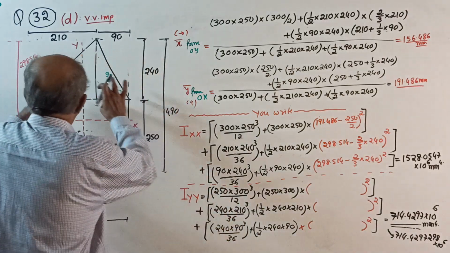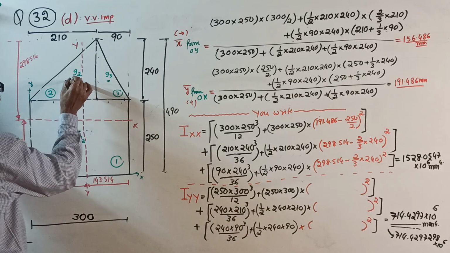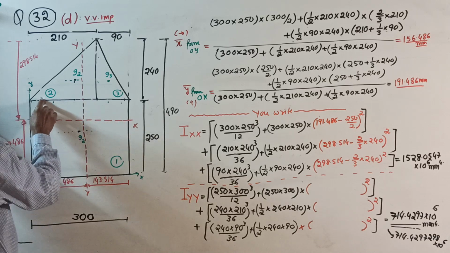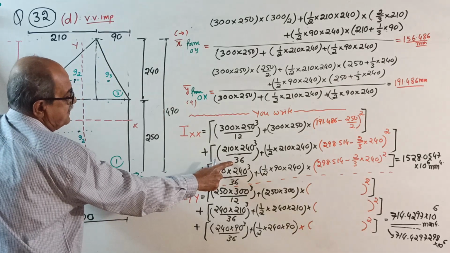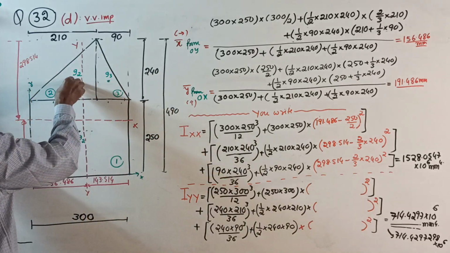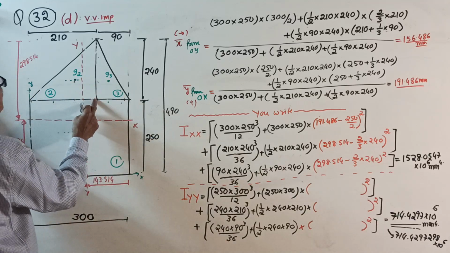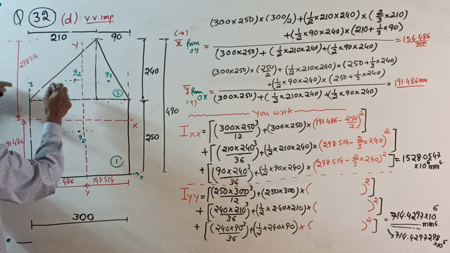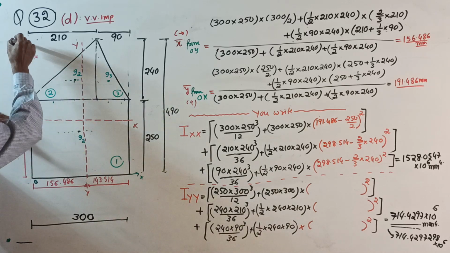Okay, now come to two triangles. See, I about its own axis, centroidal axis, parallel to this side, parallel side: 210 into 240 cube by 36 for triangle, plus area into this distance square. Area is half into 210 into 240, into this distance square is, see, from here to here is 298.514.